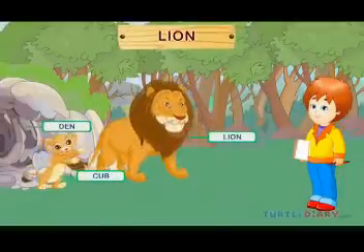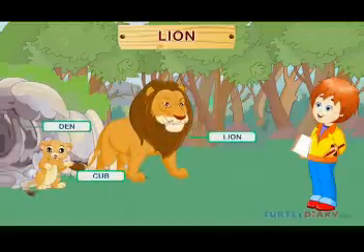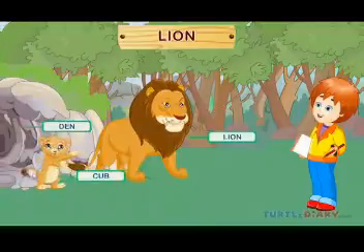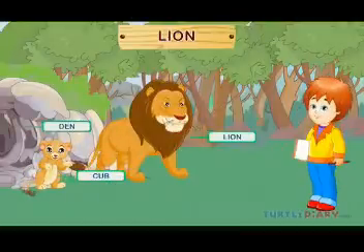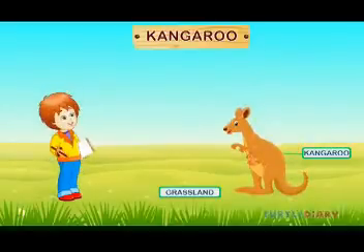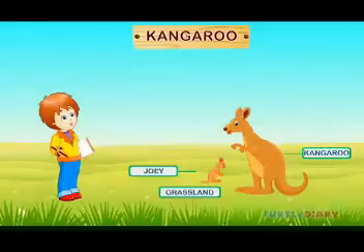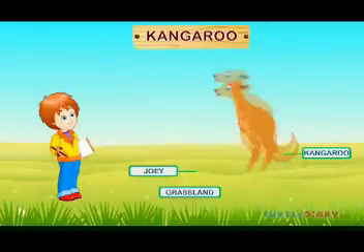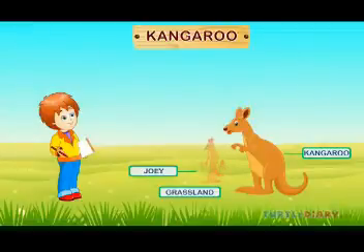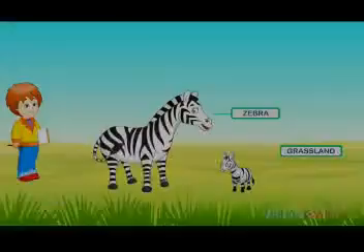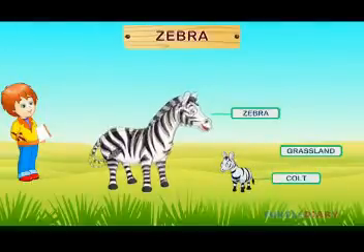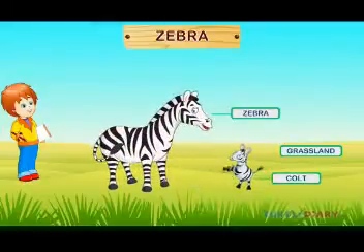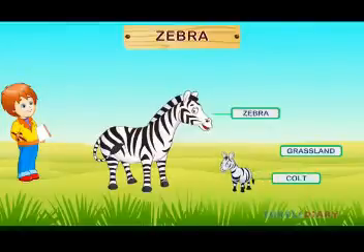Lion. Here is a lion. A baby lion is called a cub. Lions live in the jungle and their home is called a den. Kangaroo. This is a kangaroo. A baby kangaroo is called a joey. Kangaroos are mainly found in the grasslands of Australia. Zebra. Here is a zebra. A baby zebra is called a colt. Zebras are found in grasslands, woodlands, mountains, and hills.